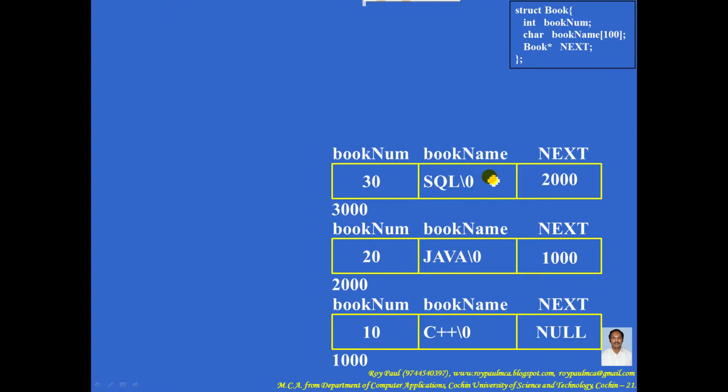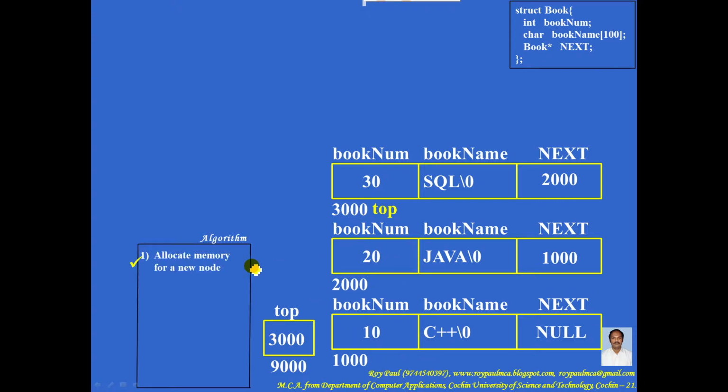So as per this example, this is the topmost node. Here it is not node, the name of the structure is book. So this is the topmost book, and the address of the topmost book should come in the variable top. So your top contains 3000. Now in order to insert an element, the algorithm is like this. Algorithm means various steps. Step 1, allocate memory for a new node or new book.